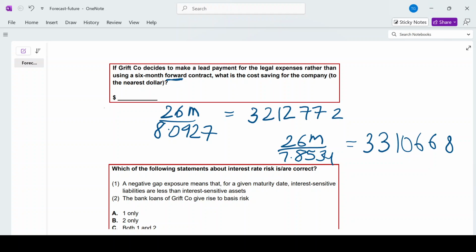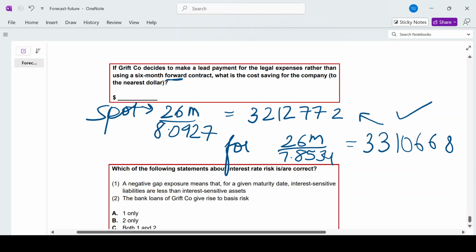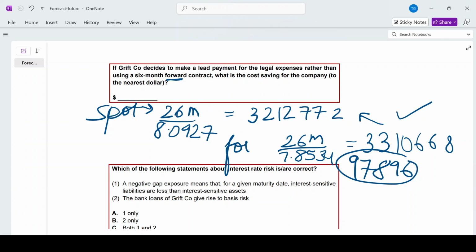Do you see, if we pay today, this is the spot rate, and this is the rate according to the forward. If I enter into a forward contract, my payment happens to be more. That means I can save money if I make the payment today itself. So how much do I save? You can simply calculate the difference: 3310668 minus 3212772. If you run this on your calculator, it gives you 97896. So this is going to be the final answer that you plot in over here.